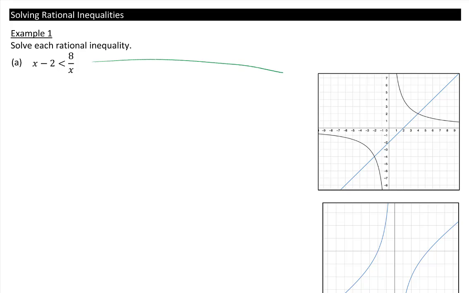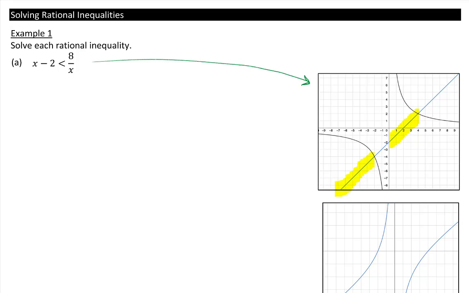So if we look at the following graph here, remembering that x minus 2 is a linear function and 8 over x is our rational function, we can see that the y values for the line x minus 2 are less than the rational function from negative infinity all the way up to negative 2, and then again from 0 all the way up to positive 4. That is when the height of the line sits below the height of the rational function.